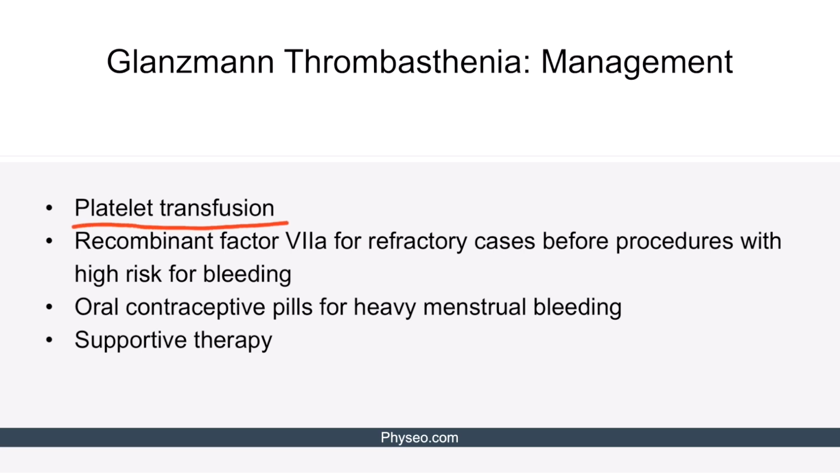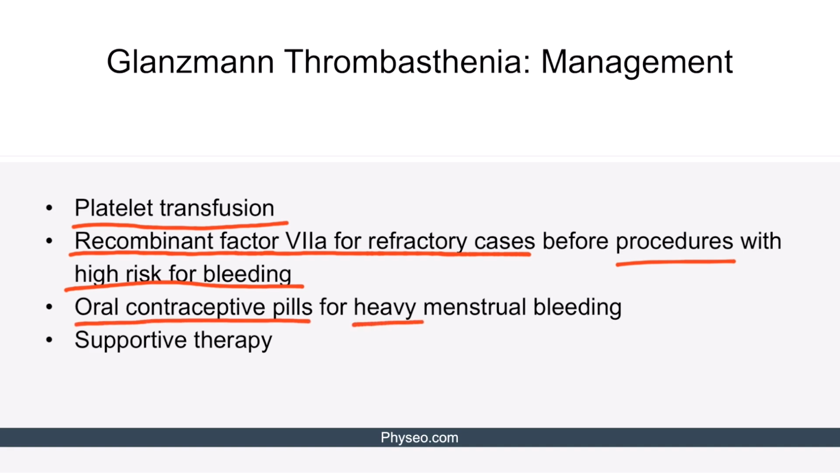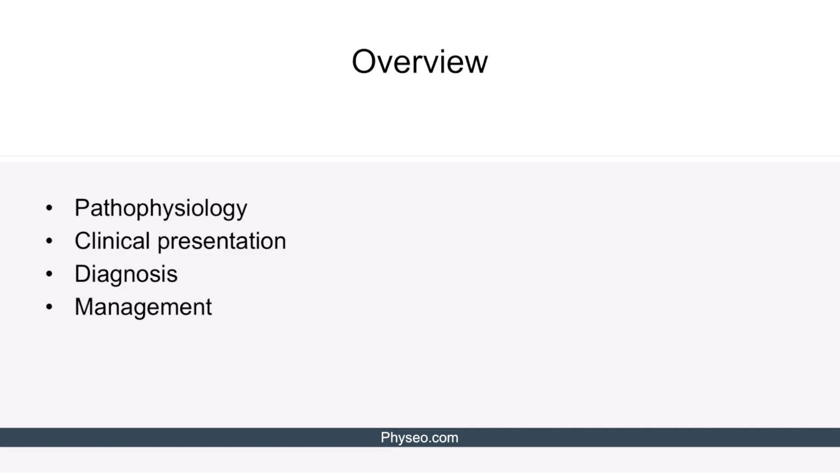Platelet transfusion is the mainstay of treatment of Glanzmann thrombasthenia. Recombinant factor 7A has been recently approved for refractory cases before procedures with high risk of bleeding. While the mechanism is not entirely understood, factor 7A seemed to induce a procoagulant effect. Additionally, women with Glanzmann thrombasthenia may need oral contraceptive pills for heavy menstrual bleeding. Otherwise, treatment is supported. Let's move on to von Willebrand disease.